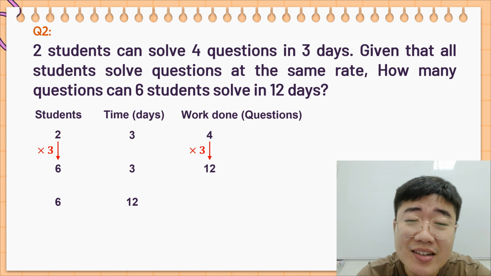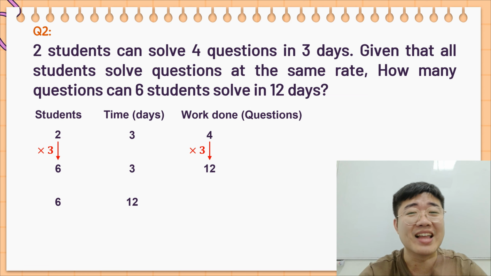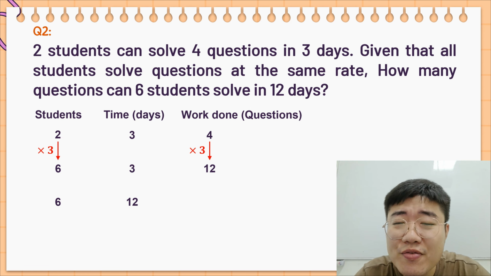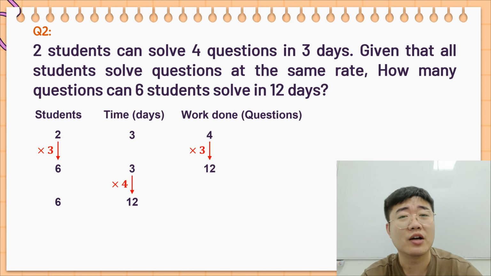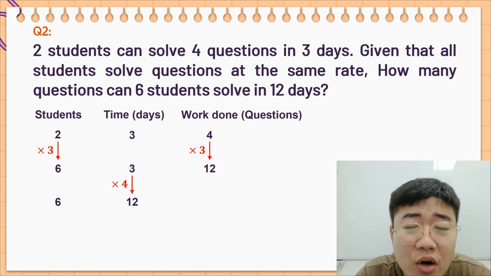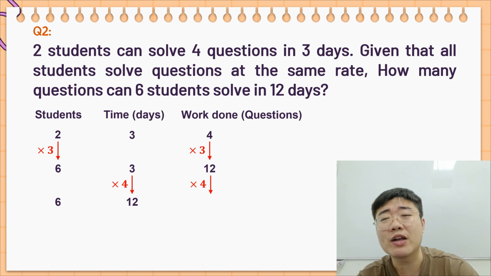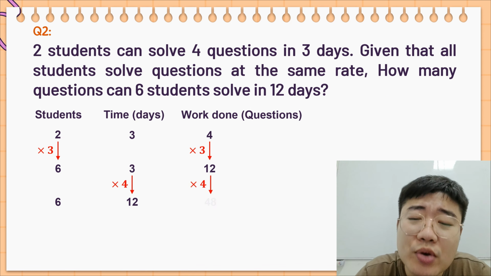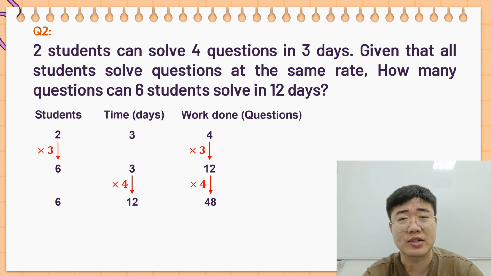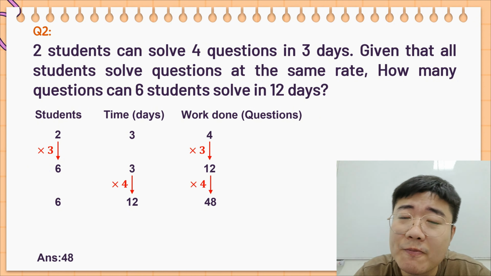How about the time here? We can see that now this is 4 times before. 3 times 4 is 12. So the amount of work done is also 4 times before. So 12 times 4. They can finish 48 questions here. So the answer for this question is 48.